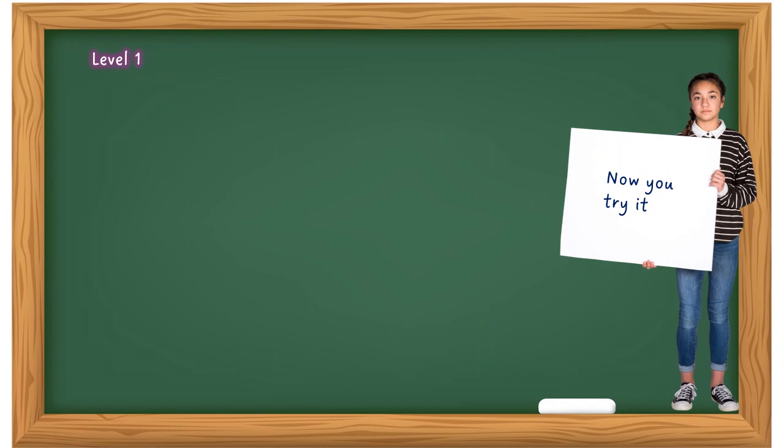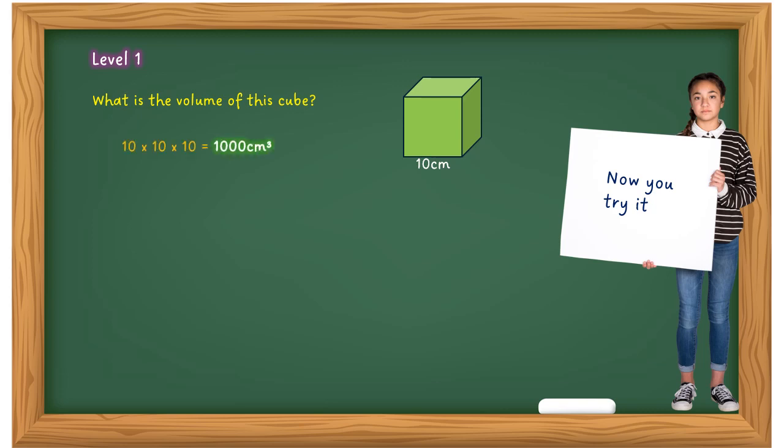Right, let's have a go at this and see how you got on. What is the volume of this cube? Stop the video, get your answer and see how you did. So how did you do? 10 times 10 times 10 is 1,000 centimeters cubed. Don't forget your little 3.